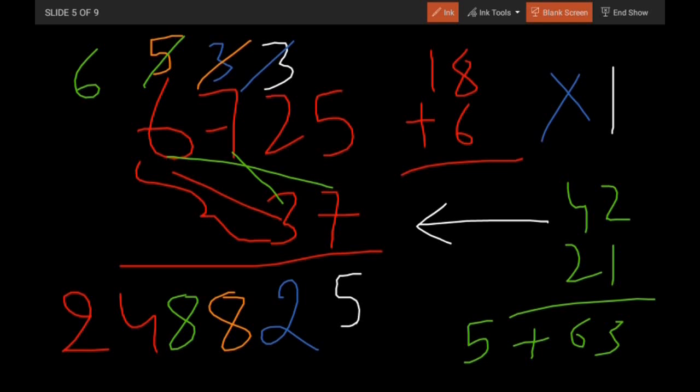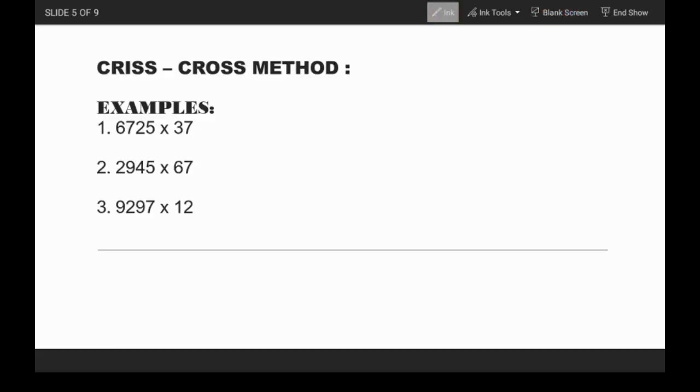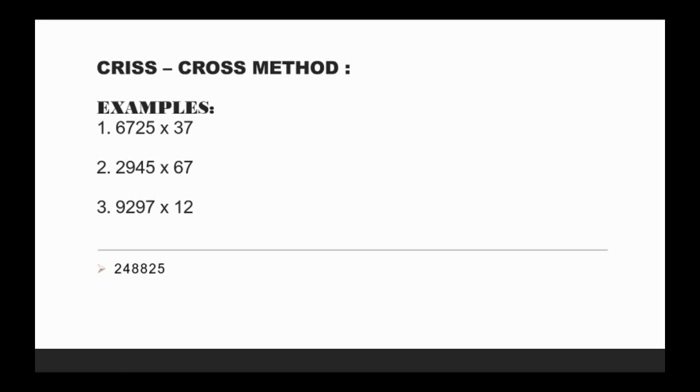I guess you understood. It might be a little bit tricky, and you will be finding it difficult with these places, with these crosses right over here. But when you practice a lot, you won't be confused. Now let's cross check the answer. 248825, right? So yeah, we got the same answer, 248825.